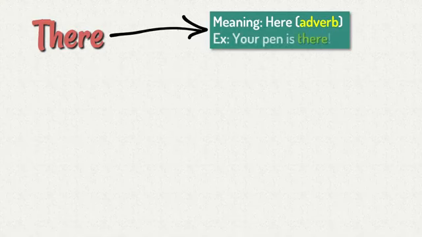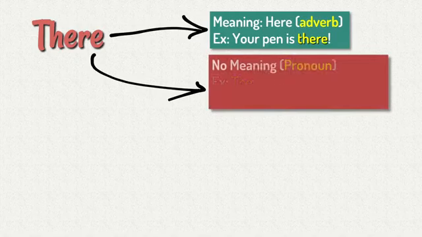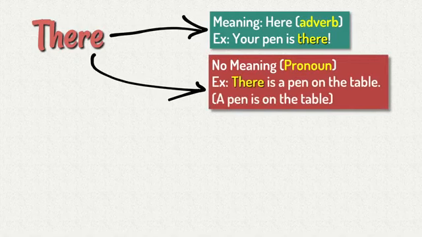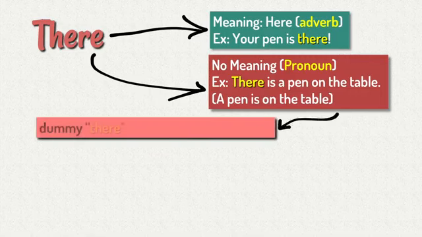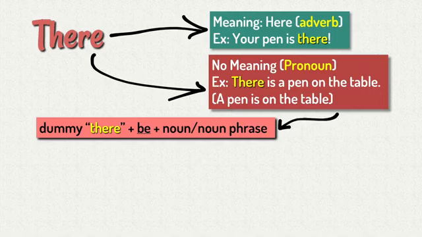Now let's look at there. There means here as an adverb. For example, your pen is there. The second usage of there is as a pronoun, and there here has no meaning. For example, there is a pen on the table. It's the same as saying a pen is on the table. So we'll call it the dummy there. Dummy there needs the verb to be plus a noun or a noun phrase.